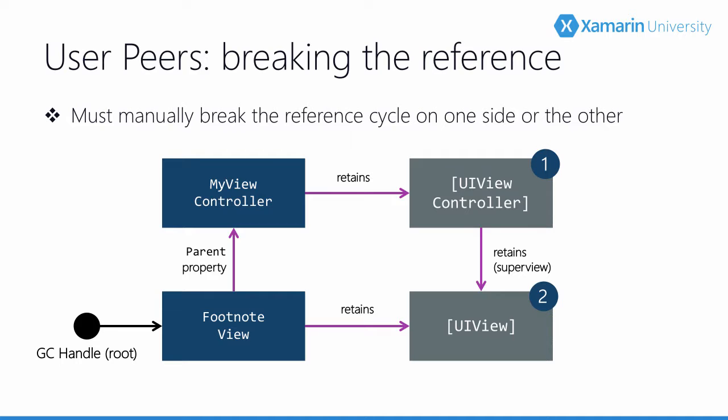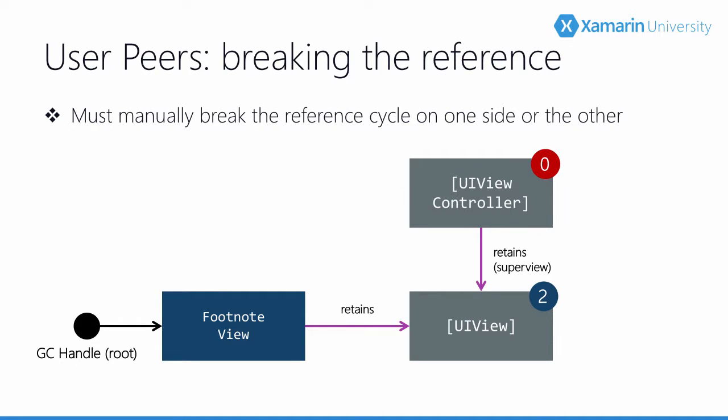The first thing that we can do that will break the cycle is clear the parent property. When we clear the parent property and the GC runs, it will see that the retain count is only 1 on the view controller, and therefore it will release the native handle on the view controller.